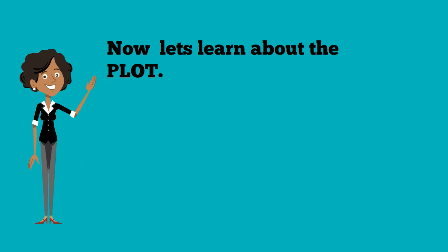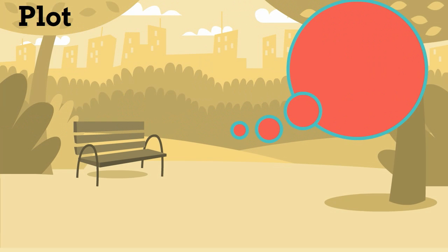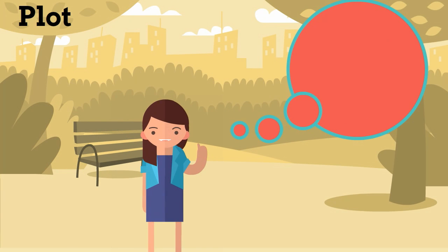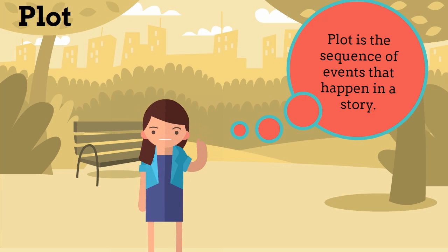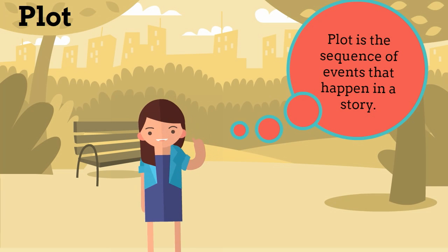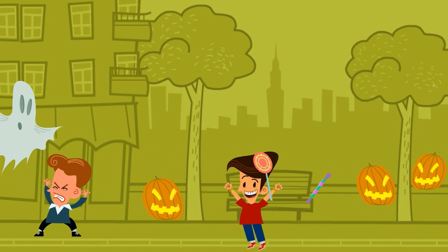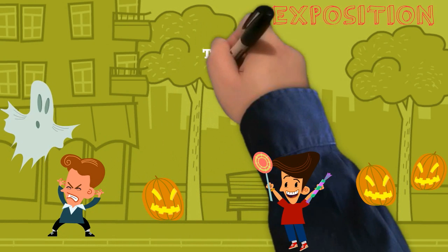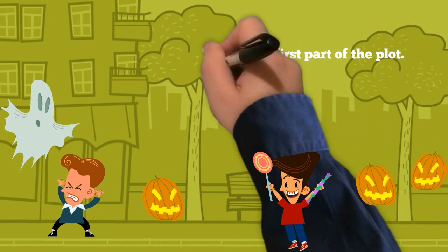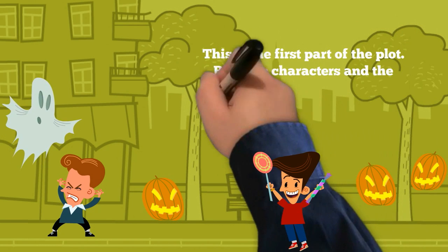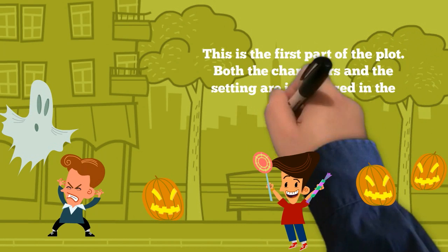Now, let's learn about the plot. The plot is the sequence of events that happen in a story. Exposition. This is the very first part of the plot. Both the characters and the setting are introduced in the exposition.